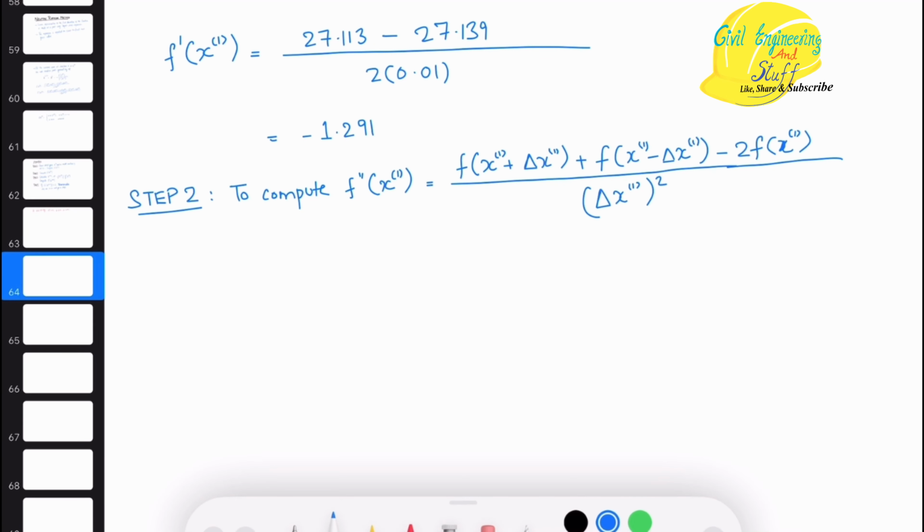All right, let's put the values. So the second derivative of f x1. We have already found these values in the previous steps. The only thing is that we have to find the value of f x1. So before solving it, let's find out the value.